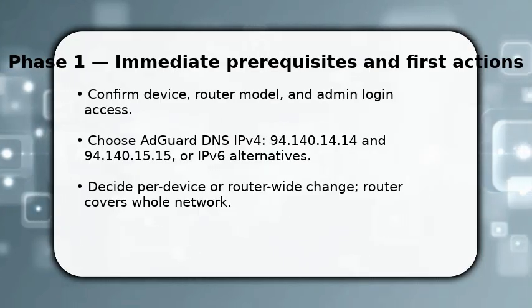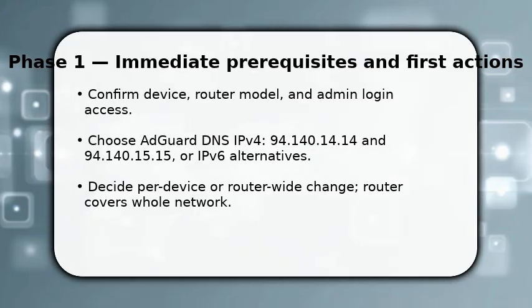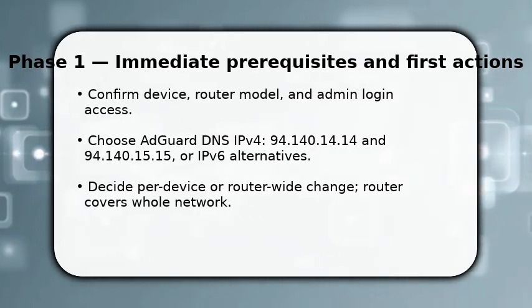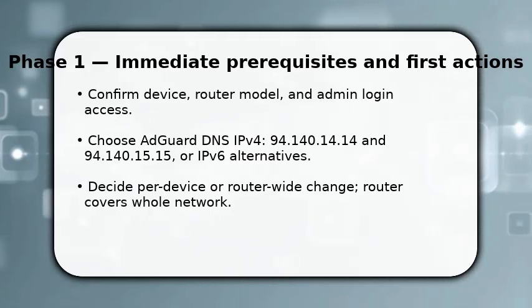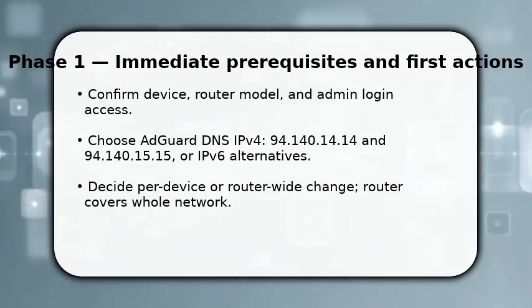You begin by confirming access. Log into your router or the device you will change. Know why? Router-level DNS applies to every device, while per-device keeps router settings intact.